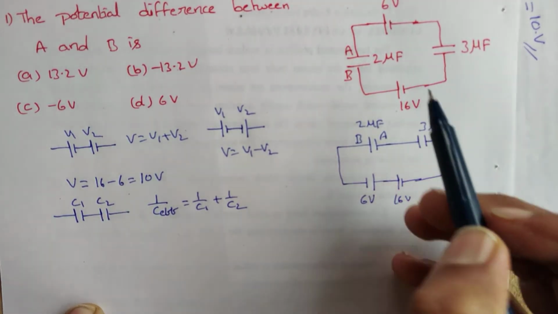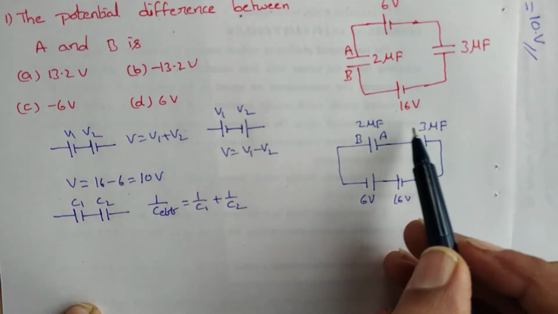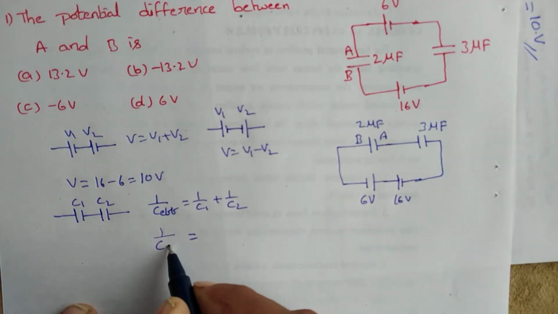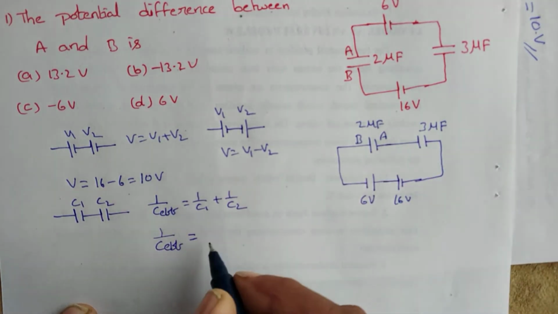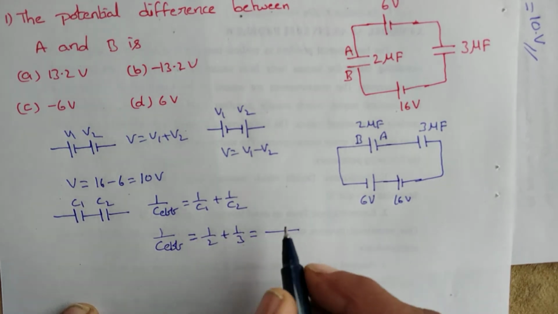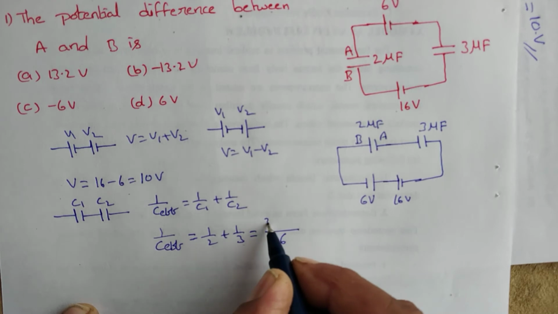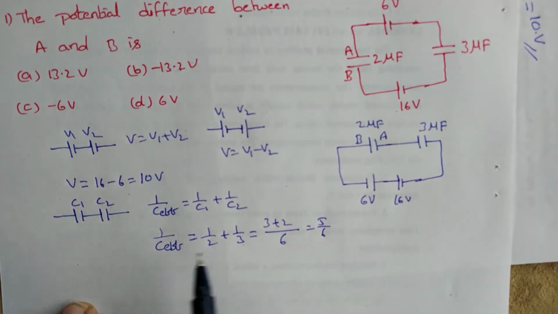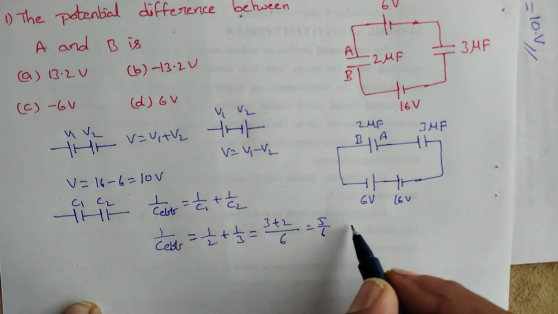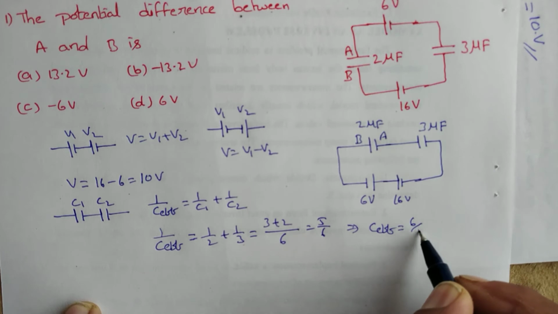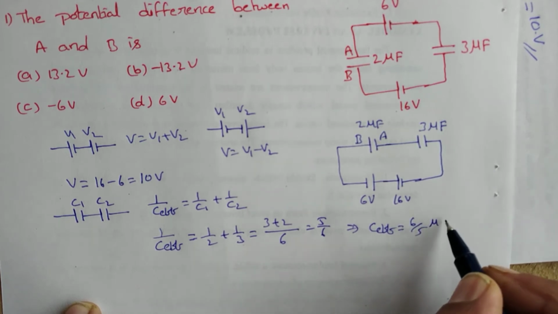Now here the two capacitors 2 microfarads and 3 microfarads are connected in series. Then effective capacitance: 1 by C effective equals 1 by 2 plus 1 by 3, that equals how much? 3 plus 2 over 6, that equals 5 by 6. If 1 by C effective is 5 by 6, that implies C effective is 6 by 5 microfarads.